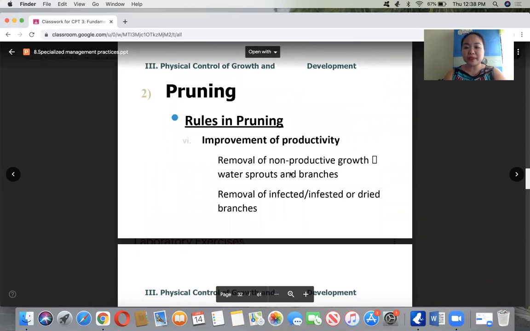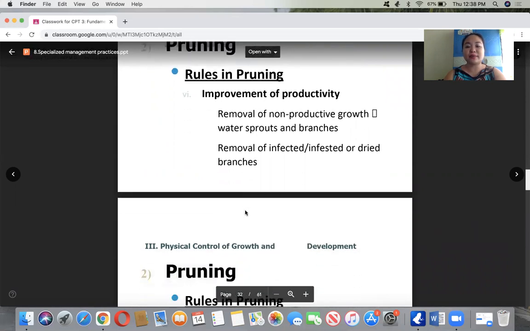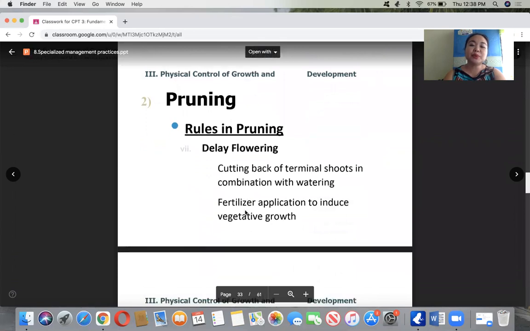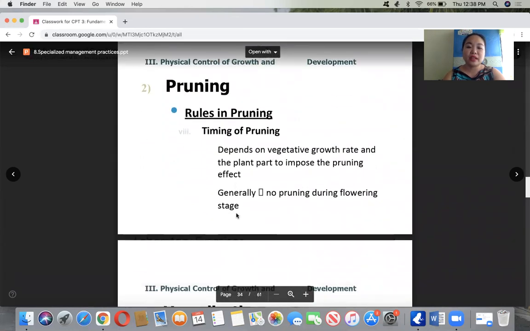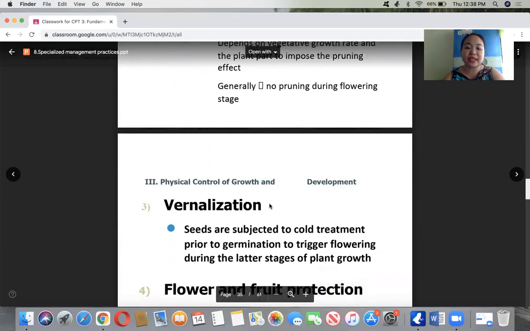So removal of non-productive growth, water sprouts and branches, and removal of infected, infested or dried branches. And rules in pruning to delay flowering, or the cutting back of terminal shoots in combination with watering and fertilizer application to induce vegetative growth. So timing of pruning depends on vegetative growth rate and the plant part to impose the pruning effect. Generally, no pruning during flowering stage, of course.